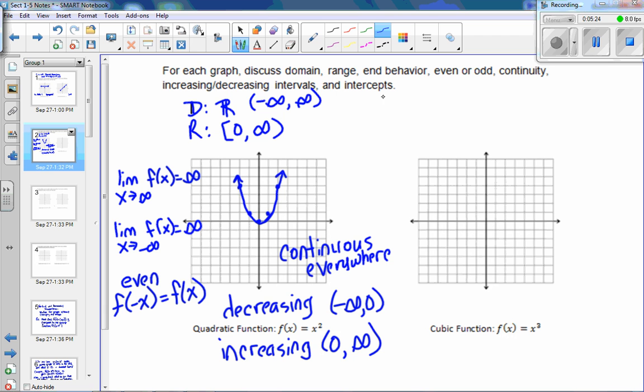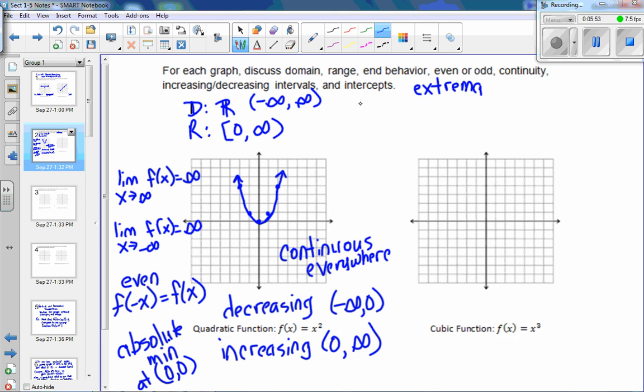And one thing I didn't add up here, but I think I might like to, is extrema. So if you have any extrema, remember the mins and maxes, let's include those as well. So we have an absolute min at 0, 0. And remember, we talked about how if it goes from decreasing to increasing, that means it had to have gone through a minimum at that point.